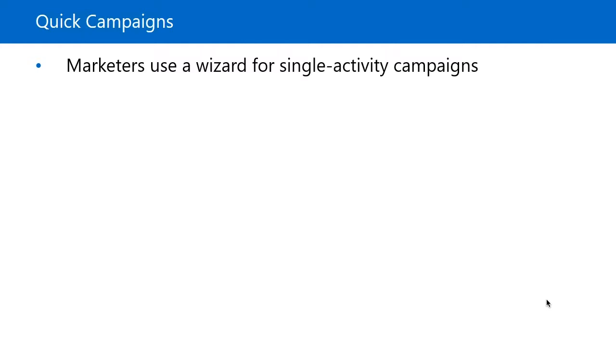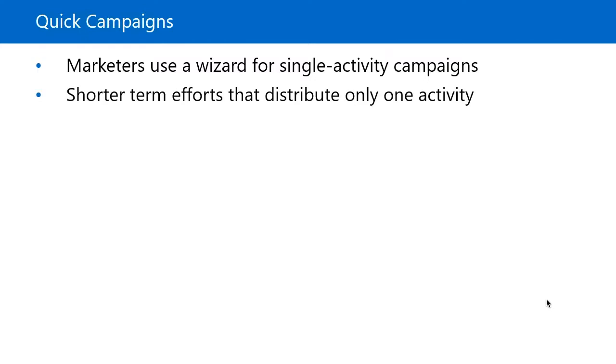Another kind of marketing campaign you'll encounter with the system is something called a quick campaign. The use of a quick campaign allows marketers to use a wizard for a single activity campaign. When using the Quick Campaign Wizard, it simplifies the tasks of choosing an activity, assigning the activity to the appropriate user or users, filling in the details of the quick campaign, and distributing the activities. Additionally, quick campaigns are used for short-term efforts to distribute only one activity.